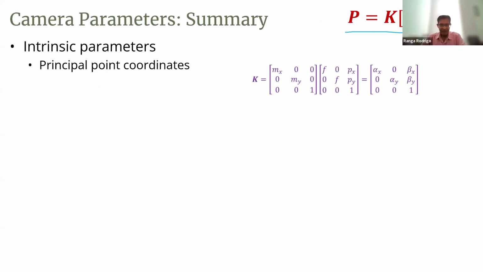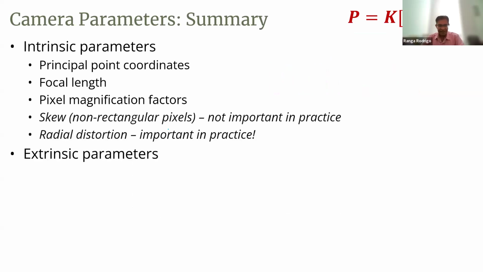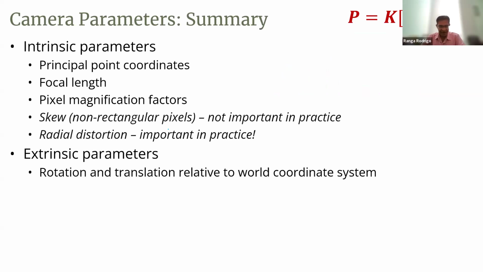Intrinsic parameters: principal point coordinates, focal length, pixel magnification factor. So you can see f, Px, Py, and mx and my are the intrinsic parameters. Skew for non-rectangular pixels we are not considering. Radial distortion we are not considering, but they can be found. Extrinsic parameters: rotation and translation related to the world coordinate system. These are R and T.